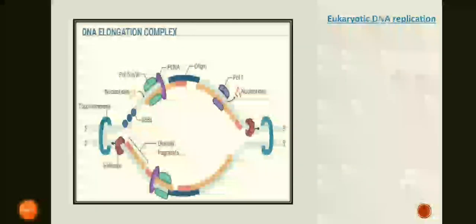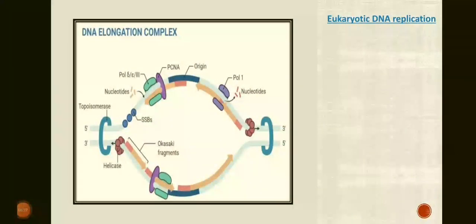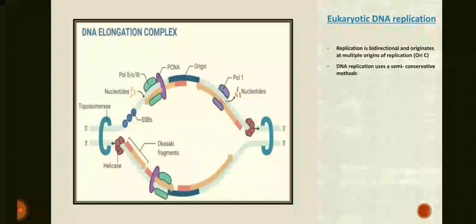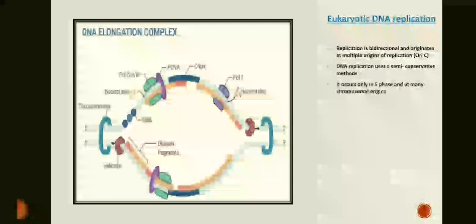Next is eukaryotic DNA replication. Here, replication is bidirectional and originates at multiple origins of replication. DNA replication uses a semi-conservative method. It occurs only in the synthesis phase and at many chromosomal origins.